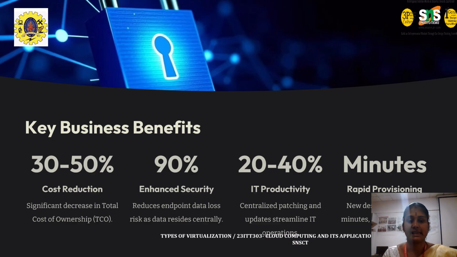The next benefit is rapid provisioning. Desktops are deployed in minutes. For example, temporary staff in Amazon warehouses can get a new desktop instantly during seasonal hiring.